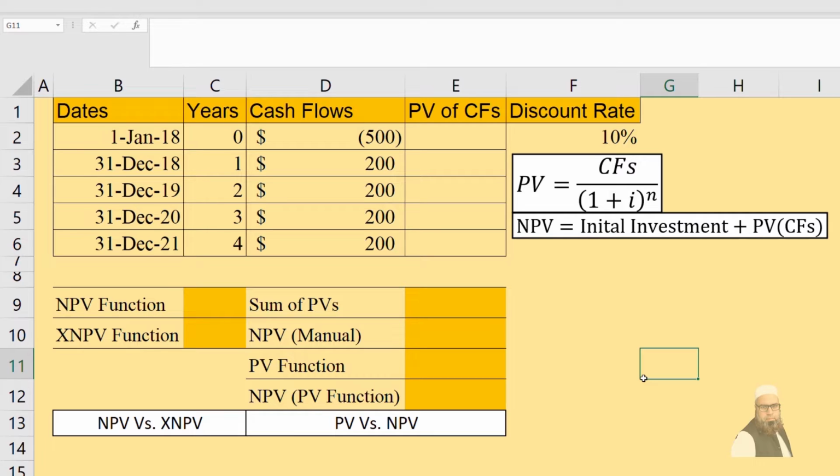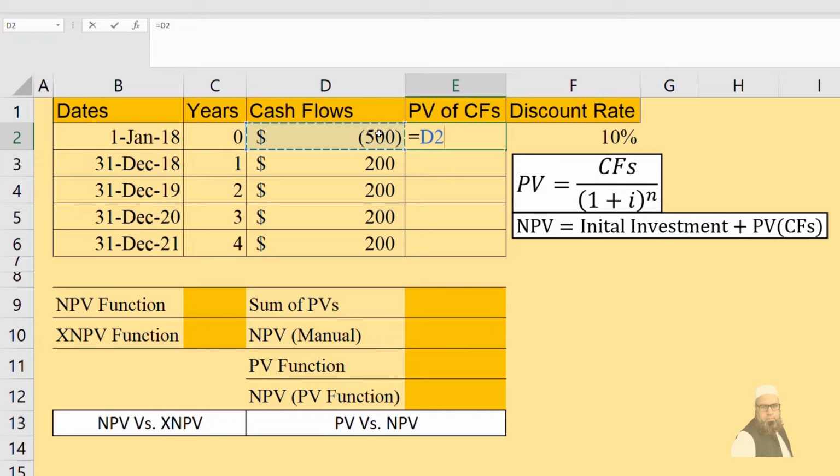Present value is equal to cash flows divided by (1 plus i) raised to the power n. N is the number of years and i is the interest rate, whereas cash flows are the cash inflows that we receive during the years. And net present value is basically the initial investment plus the present value of cash flows. In this formula, we actually calculate the difference, as the initial investment is in negative form and the present values of cash flows are in positive form.